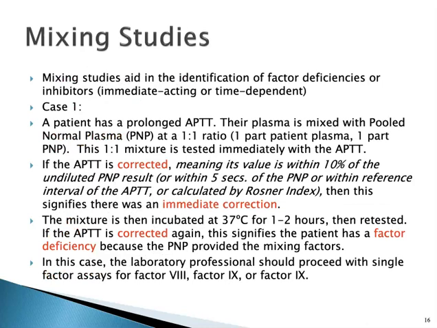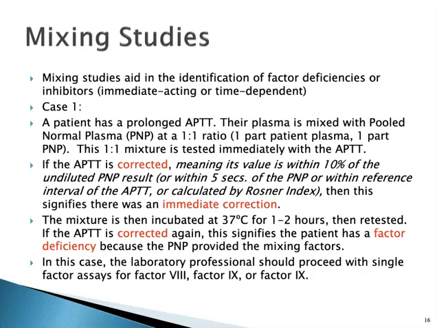So again, mixing studies can help in the identification of either factor deficiencies or inhibitors. Our inhibitors can be immediate acting or time-dependent inhibitors. So I have 3 different cases here that I'll go through with you. Case number 1, we have a patient that has a prolonged APTT, and we can't figure out why. Their plasma is mixed with pooled normal plasma at a 1-to-1 ratio, so 1 part patient plasma and 1 part PNP. This mixture is tested immediately with the APTT.